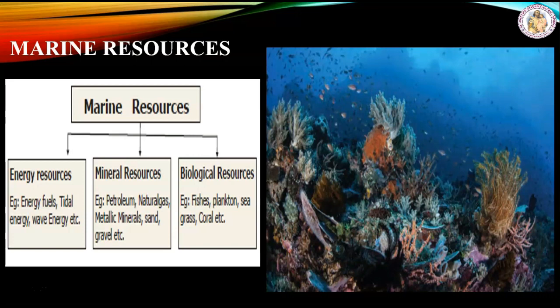Marine resources are classified into three categories: energy resources, mineral resources, and biological resources. Under energy resources, we have fuel, tidal energy, wave energy. Under mineral resources, we have petroleum, natural gas, metallic minerals, sand, and gravel, etc. Under biological resources, we have fishes, plankton, seagrass, coral, etc.